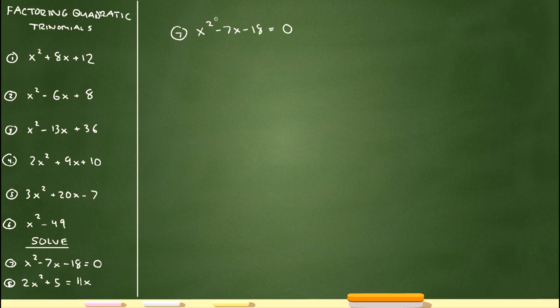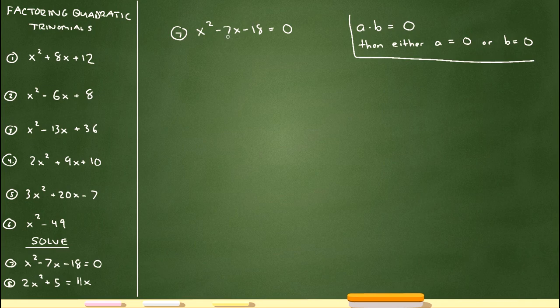So the method here is to use factoring to our advantage. So let's see. If we know that a product, a times b, is equal to 0, then either a must be equal to 0 or b is equal to 0, right? We can't have two non-zero numbers multiply to get 0. One of these numbers has to be 0. So we're going to apply this logic here to be able to solve this type of problem.